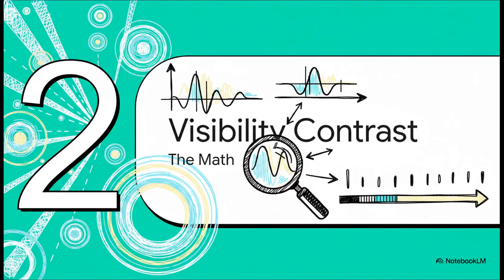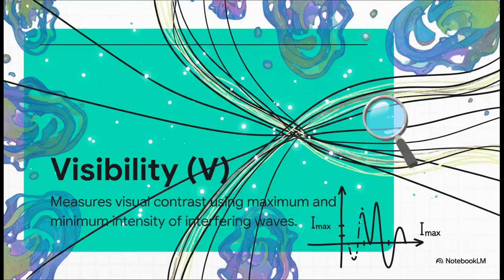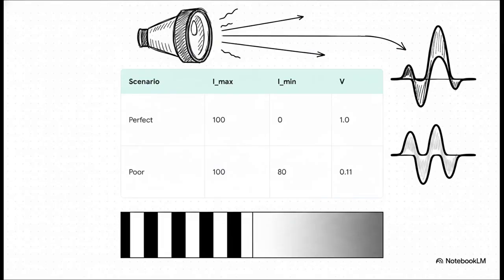Okay, moving on to the math of visibility contrast. So how do physicists actually measure this? Because in advanced engineering, "looks pretty sharp" just doesn't cut it. This brings us to the visibility formula, which is a brilliant piece of math used to calculate visual contrast. Visibility, or V, is basically the maximum intensity minus the minimum intensity divided by the two added together. So V equals Imax minus Imin over Imax plus Imin. This simple ratio dictates exactly how crisp and sharp the light pattern will appear to our eyes or to a camera sensor.